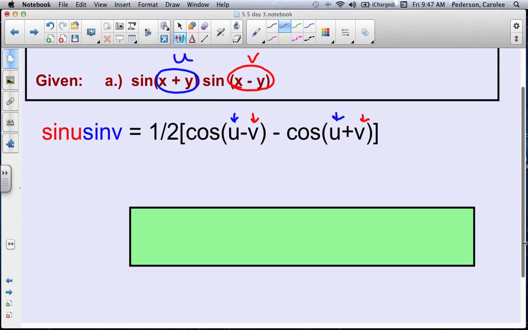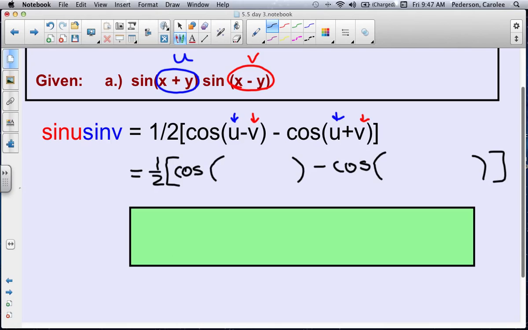So let's go ahead and substitute it into the black part of that formula. So 1/2 the cosine minus the cosine. All right. So in the blue is your u. So we have x plus y and x plus y. And then in the red, we subtract and add.